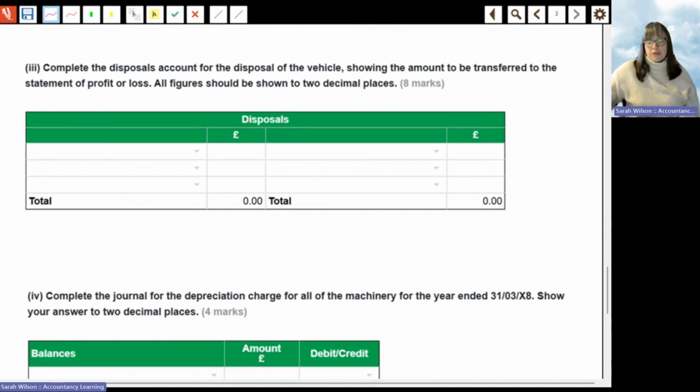We then need to complete the disposals account for the disposal of the vehicle and show the amount to be transferred to the statement of profit or loss. So be careful to make sure that you always do this bit. And again, we need to show to 2 decimal places.